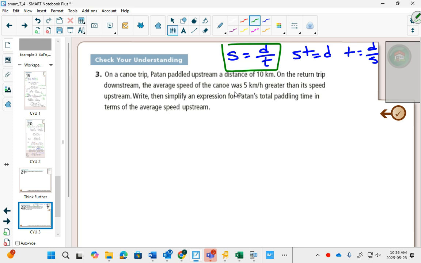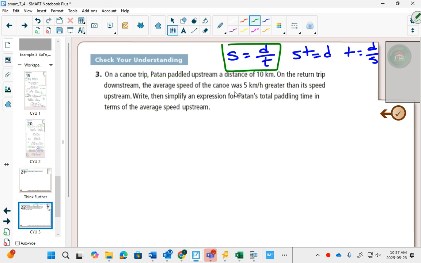Okay, paddled upstream a distance of 10 kilometers. On a return trip downstream, the average speed of the canoe was 5 kilometers per hour greater than its speed upstream. Then simplify an expression for Patan's total paddling time in terms of the average speed upstream. You read this question, it seems very difficult. Like, I don't know where to start.